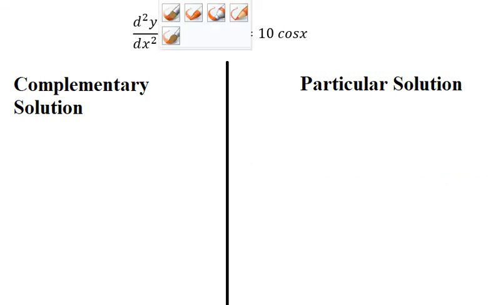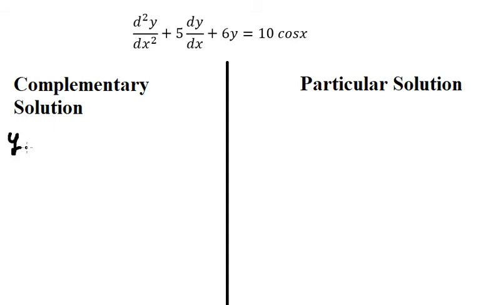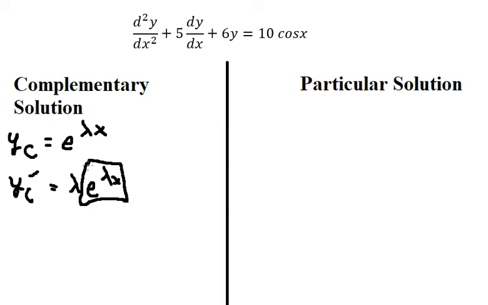So for the first one, I will put yc equals e to the power of lambda s. So if we do first the derivative of this one, we have lambda e to the power of lambda s. So when we do the first derivative, we keep the same e to the power of lambda s. Then we differentiate lambda s, and you get lambda.